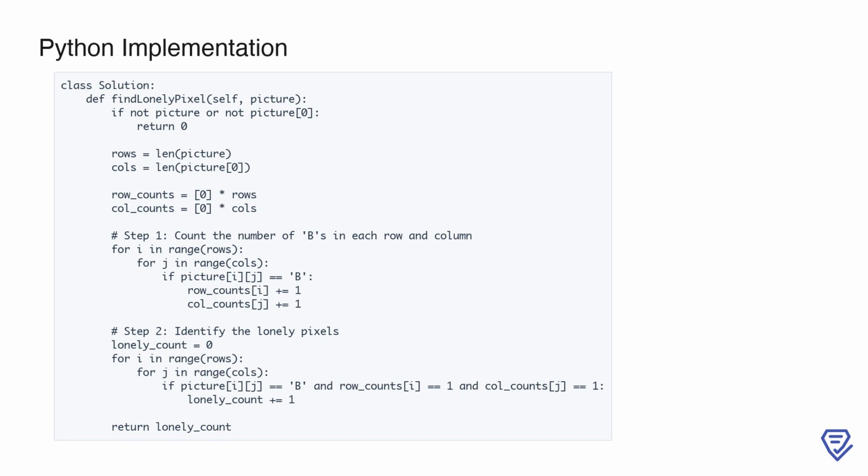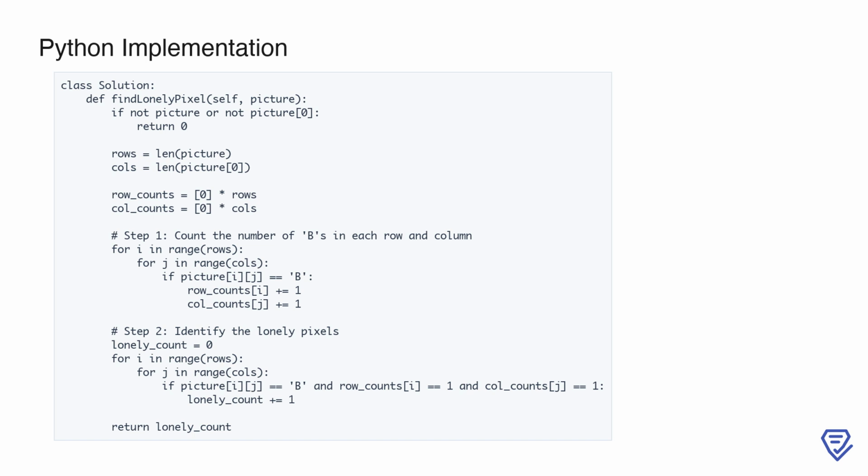The first major step is to iterate through the entire grid. For each cell, if it contains a black pixel, B, the corresponding row and column counters are incremented. This pre-processing step ensures that we efficiently count the number of black pixels present in each row and column. The second step is to iterate through the grid again, this time identifying lonely pixels. A pixel is lonely if it is black, B, and the count of black pixels in both its row and column is exactly 1. For each such pixel, the lonely_count variable is incremented. Finally, the function returns the total count of lonely pixels.